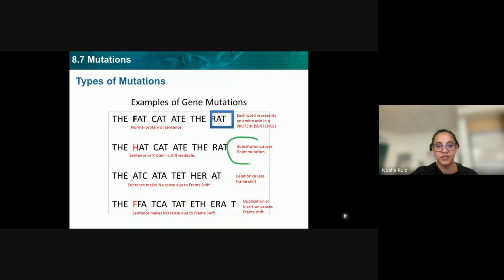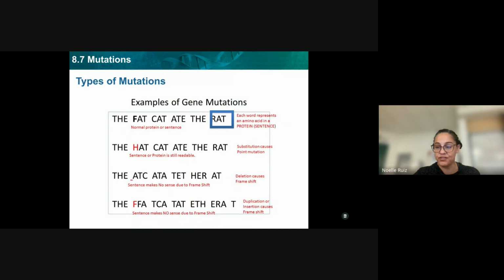A substitution or a point mutation, we're just going to take the F and turn it into an H. We substituted the H for the F. The whole frame of reading didn't shift, and there's still 3 letters each, but it doesn't quite make sense. The hat cat ate the rat. That sentence doesn't make as much sense as the first one.